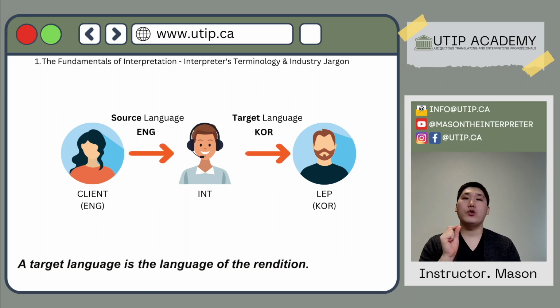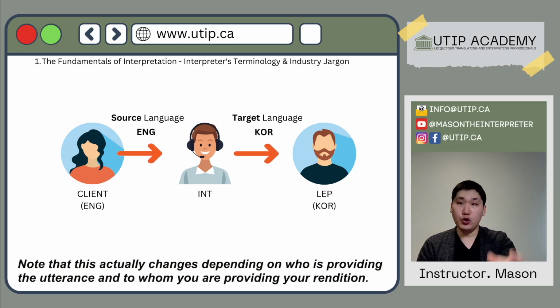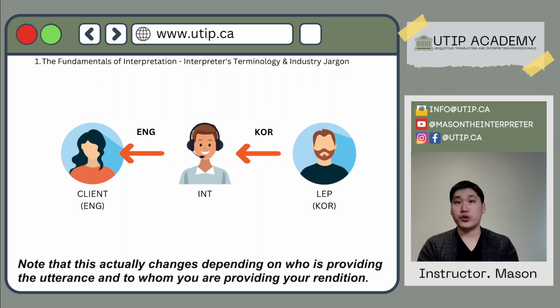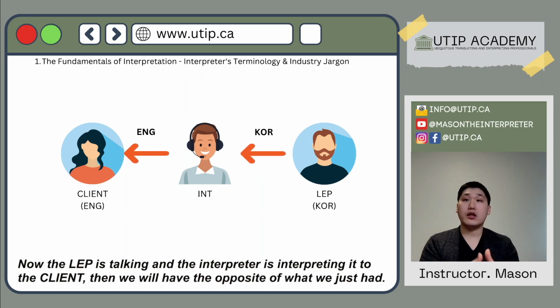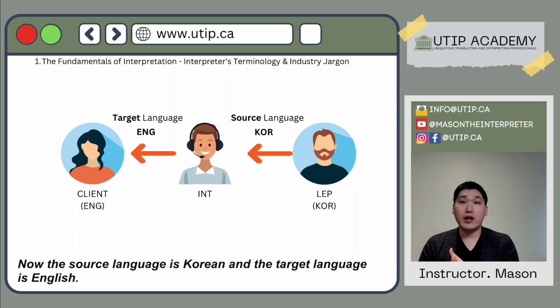A target language is the language of the rendition. Note that this actually changes depending on who is providing the utterance and to whom you are providing your rendition. Now the LEP is talking and the interpreter is interpreting it to the client, then we will have the opposite of what we just had. Now the source language is Korean and the target language is English.